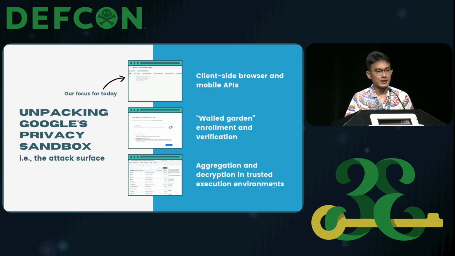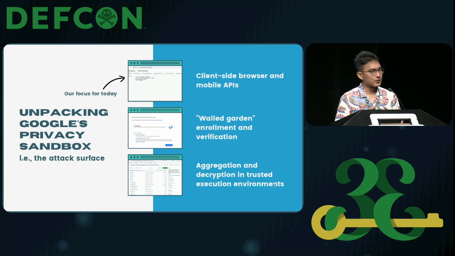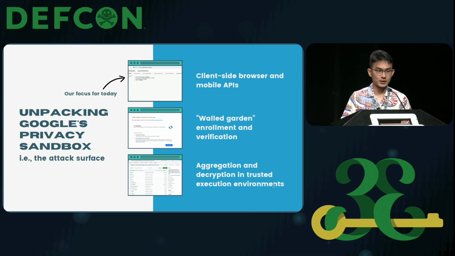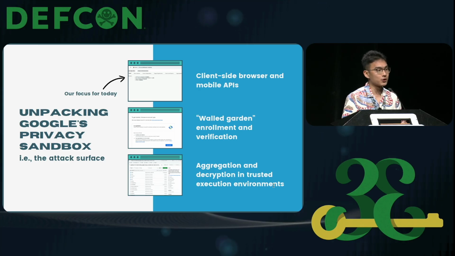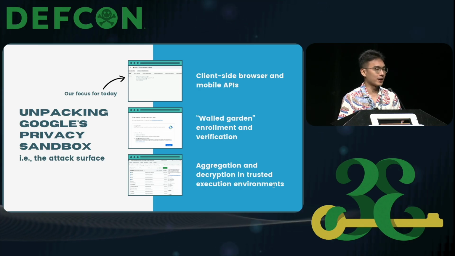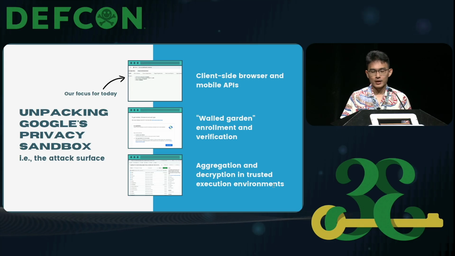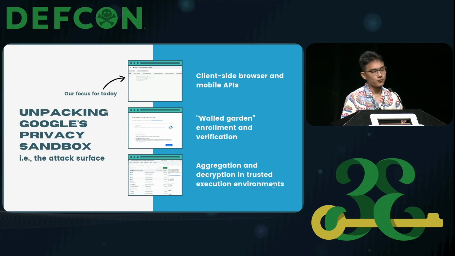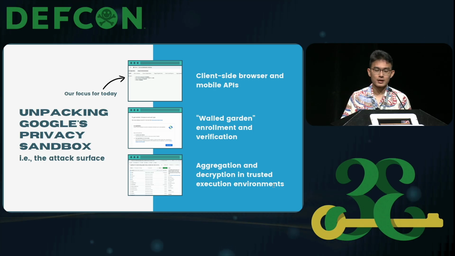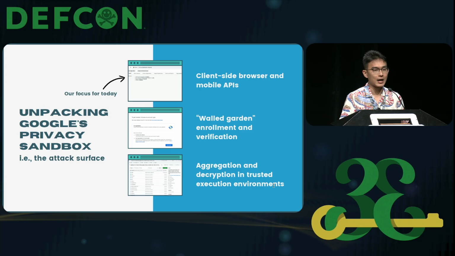So what is the Privacy Sandbox? This is a piece of technology that Google has built up over the years that's meant to replace some of the features and functions of third-party cookies to perform stuff like tracking, conversions, and it consists of 3 parts. The first is a set of proprietary, I wouldn't say proprietary, but client-side browser and mobile APIs. These are JavaScript interfaces that allow you to then perform some of these functions.